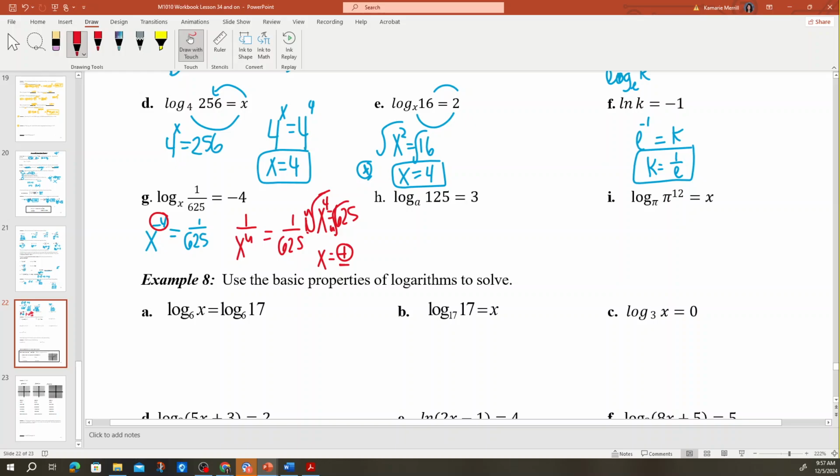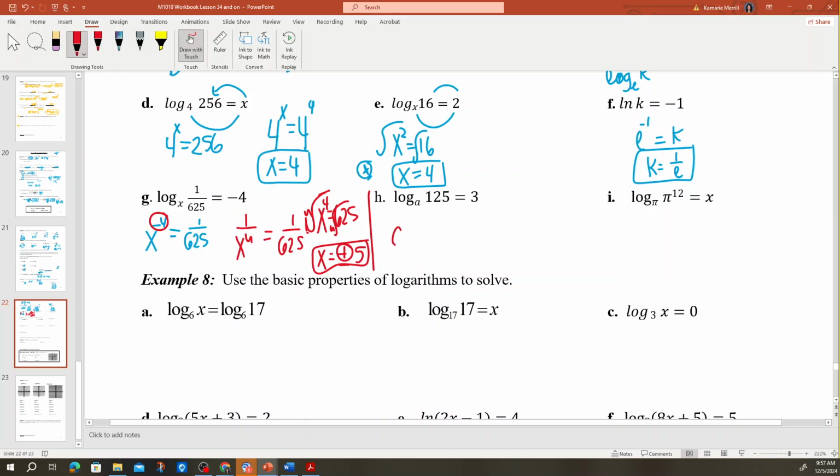5 times 5 times 5 times 5, right? So it's going to be 5. So your answer would have been x is equal to a positive 5. So it takes a little bit of manipulating. You guys gotta know your exponent properties. We need to know our radical properties. We need to know all of that stuff that you guys have learned throughout.